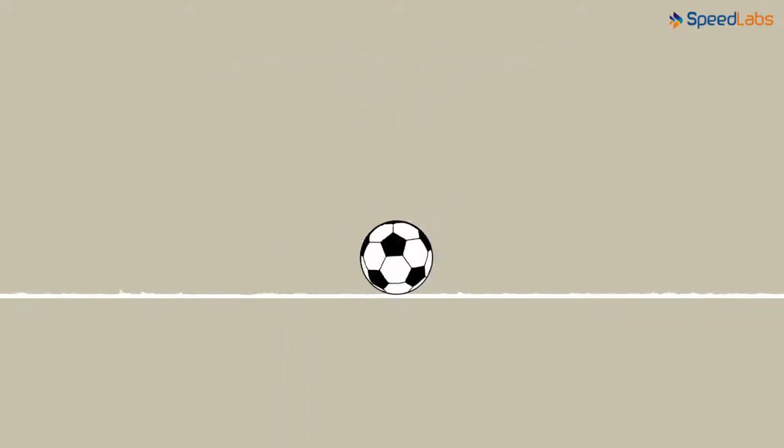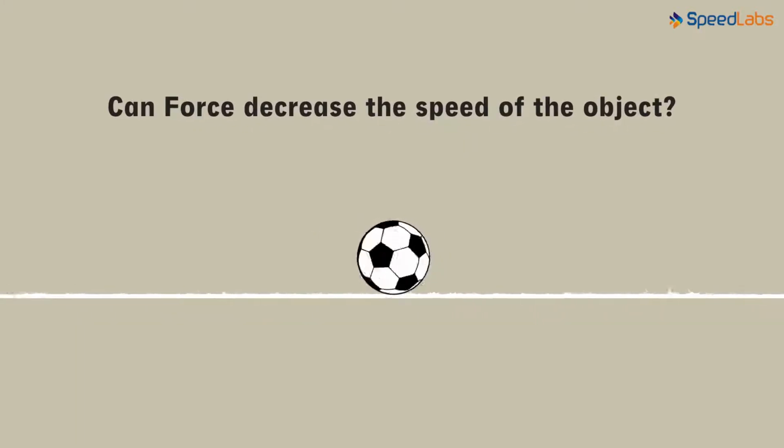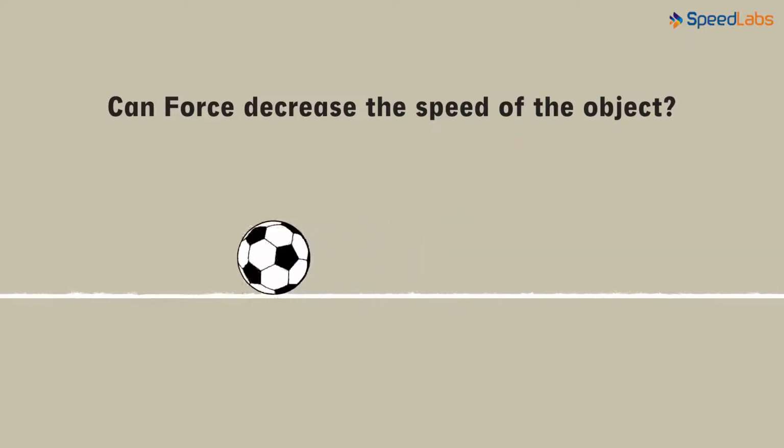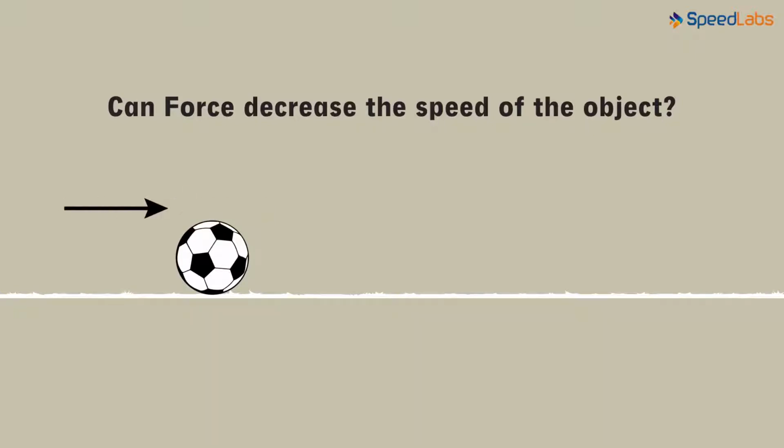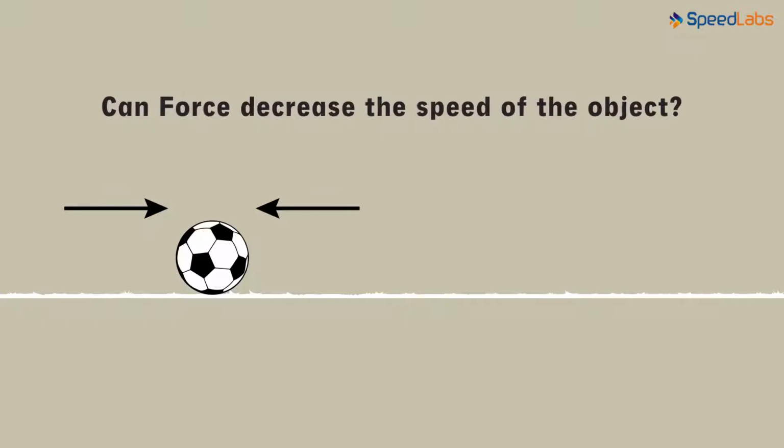But can the force decrease the speed of the object? Of course it can. You put your hand here now and obstruct the motion of the ball. What do you see? The ball reverses its direction and moves a little before stopping. What can you conclude from this? The ball was moving in this direction and your hand applied the force in this direction, the direction opposite to the motion of the ball.